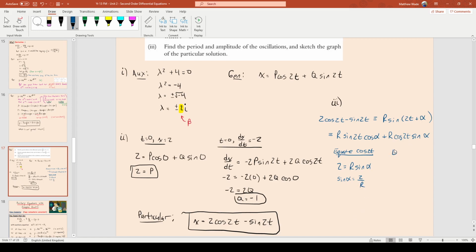Cool? Now, if you equate then on sine of 2t, oh gosh, I'm going to get a negative nightmare. If we equate on sine of 2t, here's what we're going to find. We've got on the left -1, and on the right we are going to get r sine of 2t, r of cos alpha, which means cos alpha is going to be -1 over r. Cos alpha is equal to -1 over r.